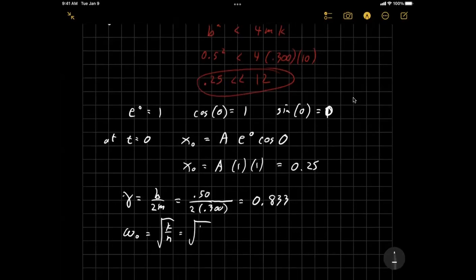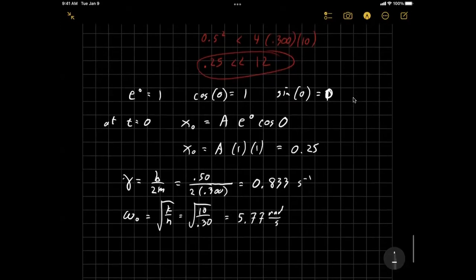Okay, so in this case, that's a square root, I believe that was 10 over 0.30. And so that comes out to be, I believe, 5.77. And that would be radians per second. By the way, the units on the decay constant, let's see, we're going to multiply that by time. It's just per second. So seconds to the -1.